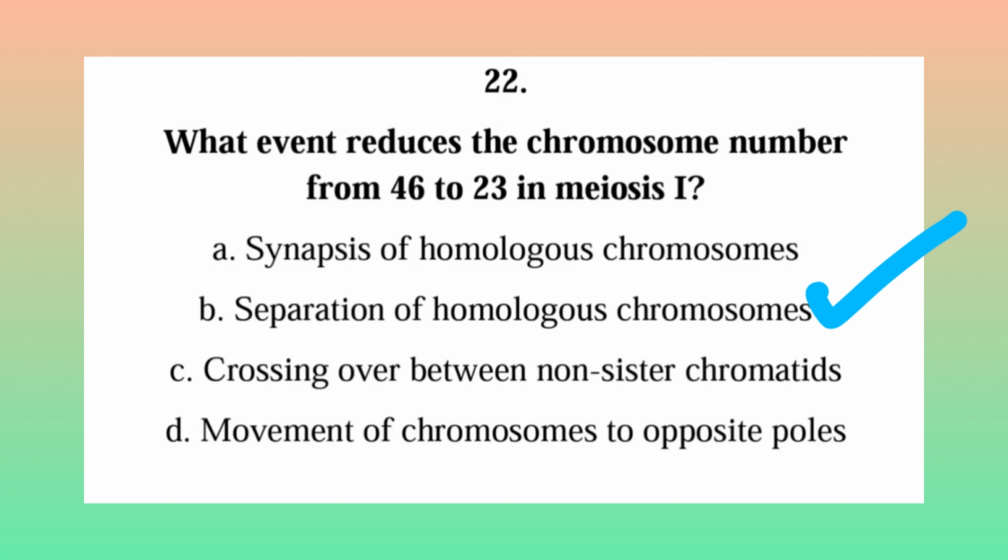During meiosis 1, homologous chromosomes, which are in the same cell, separate to form different cells, and this reduces the chromosome number from 46 to 23 in each cell. This event is the reason why gametes have a haploid number of chromosomes.